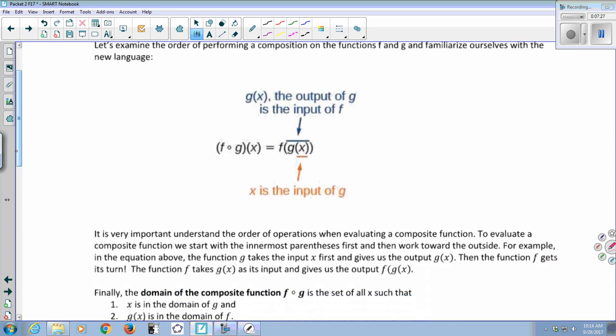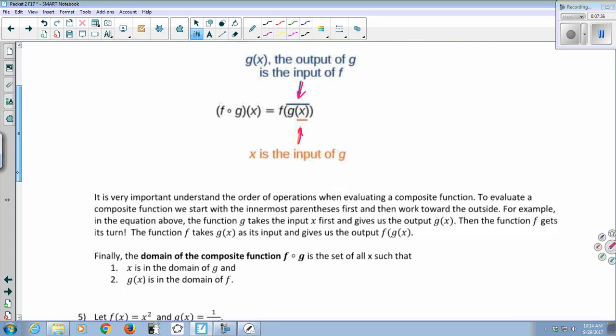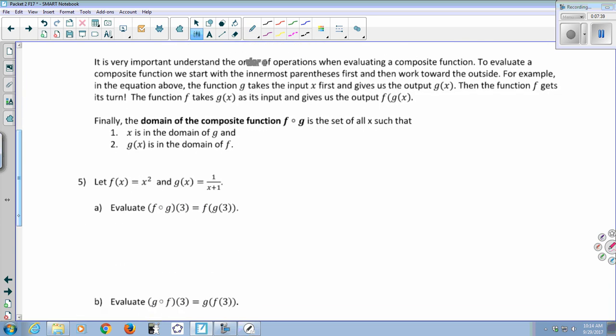So the order is very important to look at. The input of g is x, and then g is the input into f. When you're composing functions, to evaluate a composite function, you always start with the innermost parentheses and then work toward the outside. And then finally, the domain of a composite function, f composed with g, is the set of all x's such that x is in the domain of g and g(x) is in the domain of f. We'll do an example of finding that domain.